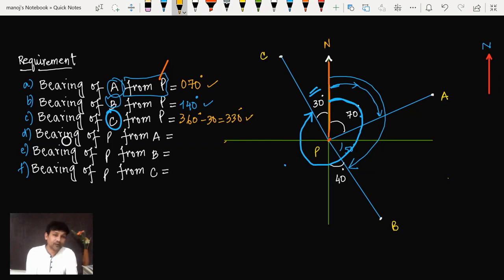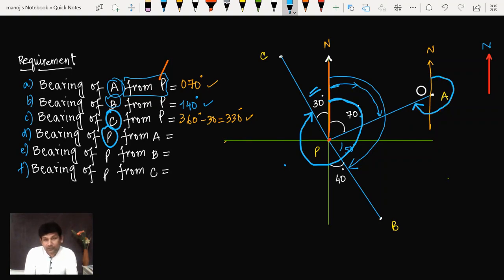Now this is an important point. Bearing of P from A. Okay, from A, so it means what? A should have north. And north is up. I have drawn north here. And what I have to do, I have to draw a circle. Now I have to travel on the circle till point P. P is given here. So I will remove this.